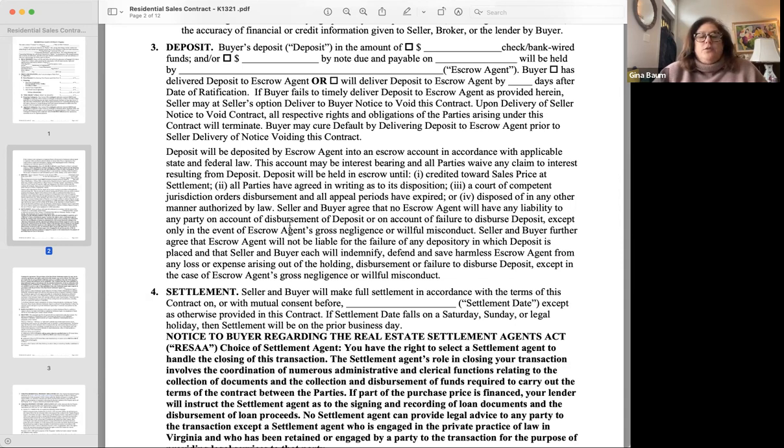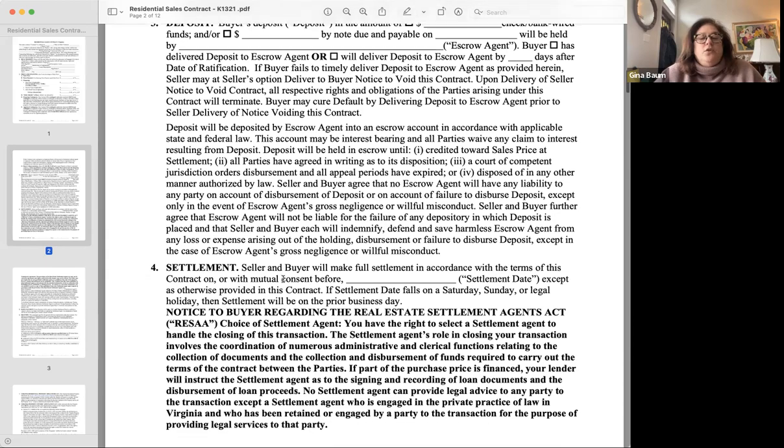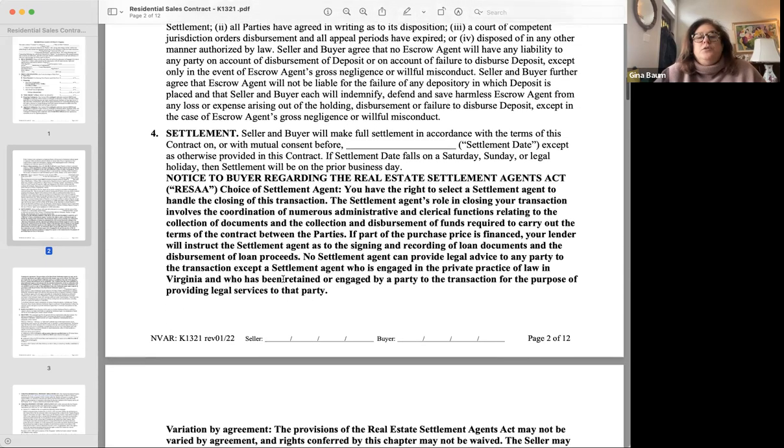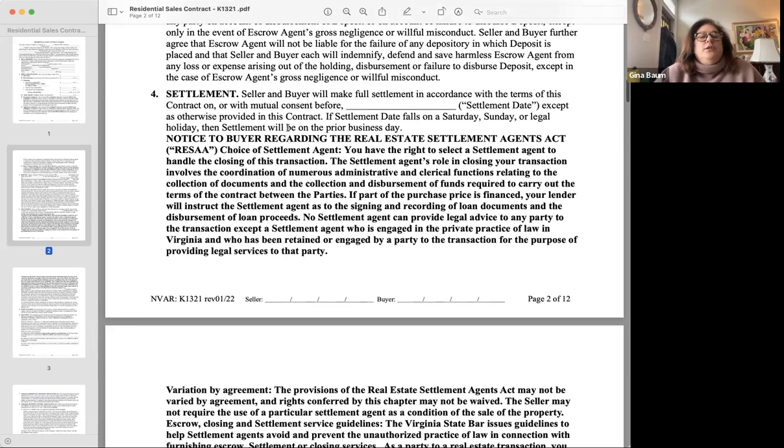Seller and buyer agree that no escrow agent will have any liability to any party on account of disbursement of deposit or on account of failure to disburse deposit, except only in the event of escrow agent's gross negligence or willful misconduct. Seller and buyer further agree that escrow agent will not be liable for the failure of any depository in which deposit is placed, and that seller and buyer each will indemnify, defend, and save harmless escrow agent from any loss or expense arising out of holding, disbursement, or failure to disburse deposit, except in case of escrow agent's gross negligence or willful misconduct.